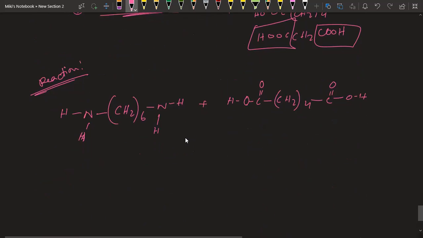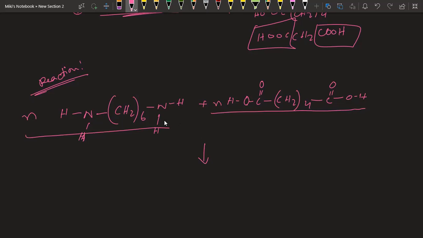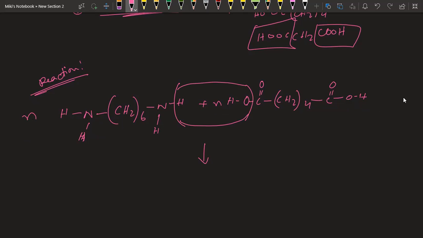Now what happens in condensation polymerization? Basically, we have n number of such molecules and n number of such molecules. We have this in n number, and this we have n number of moles. Now when they react, this hydrogen and this OH group tend to form a bond with each other. Then we have the other carboxylic acid group on the left side and the other carboxylic group on the right side, because we have n such molecules.